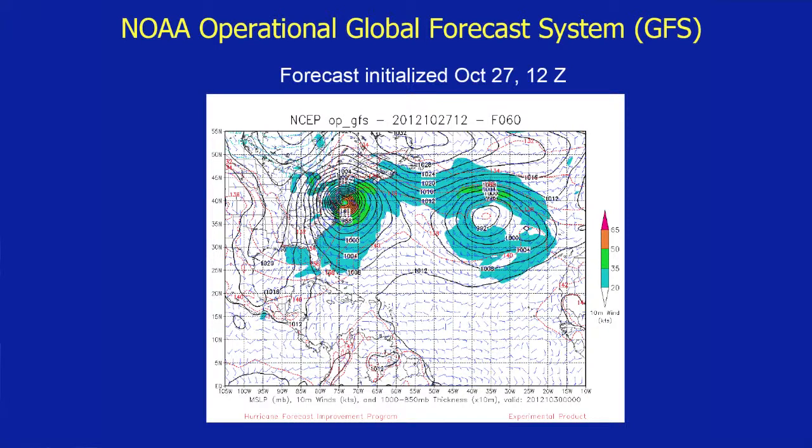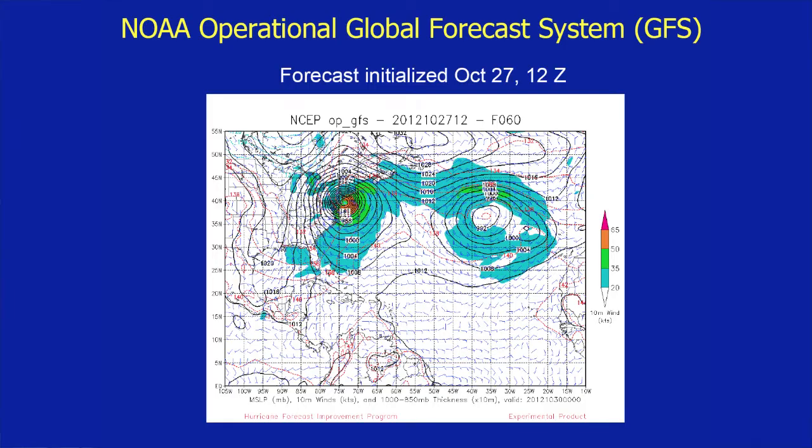Another example I want to show you is a forecast done by the operational Global Forecast System, called GFS. It's an official weather forecast system that is used for everyday weather predictions, but this model is also capable of predicting hurricanes. This forecast was made on October 27th, 2 days before landfall, and you can see the location and the size of the storm was very well predicted. It's an amazingly accurate forecast for this particular time.